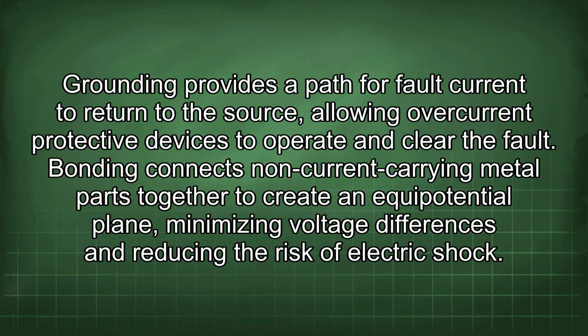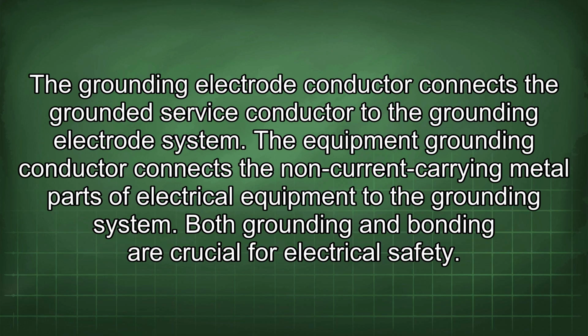Grounding provides a path for fault current to return to the source, allowing overcurrent protective devices to operate and clear the fault. Bonding connects non-current carrying metal parts together to create an equipotential plane, minimizing voltage differences and reducing the risk of electric shock. The grounding electrode conductor connects the grounded service conductor to the grounding electrode system. The equipment grounding conductor connects the non-current carrying metal parts of electrical equipment to the grounding system.